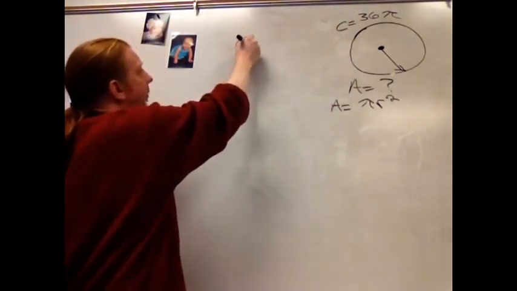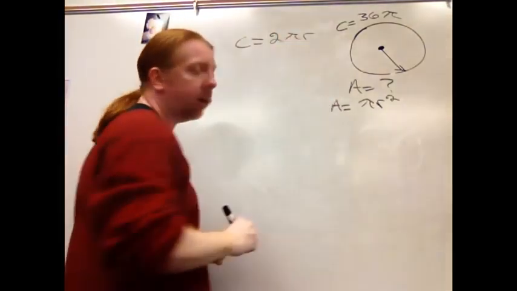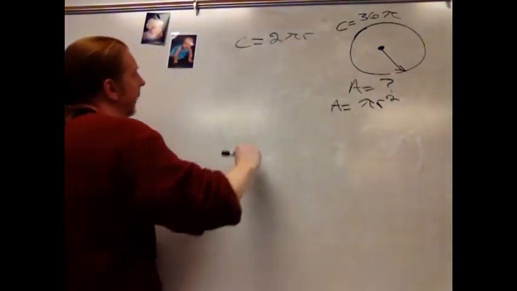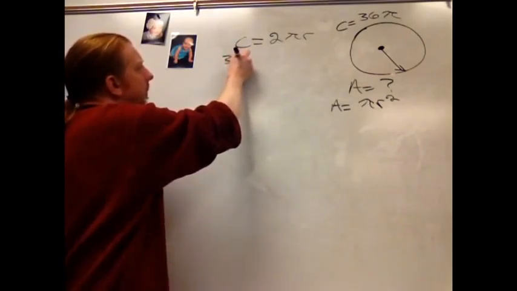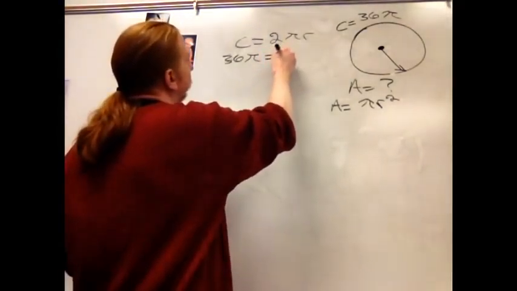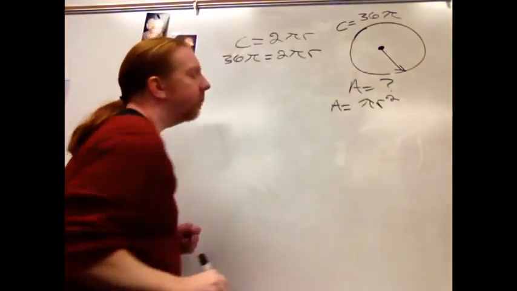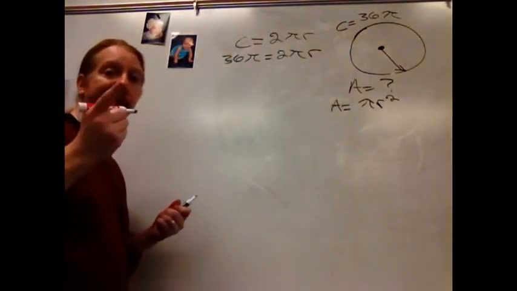I know the formula for circumference is 2 pi times the radius. So let's plug everybody in. 36 pi is given as my circumference. 2 pi radius is the rest of my formula. I can then go ahead and divide both sides by 2 pi.